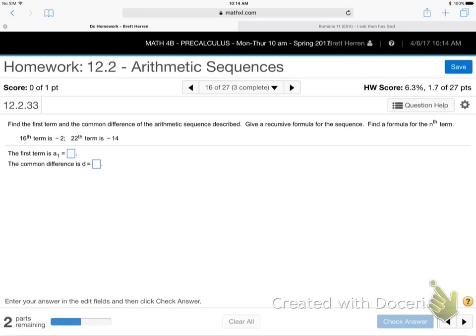Is -2 and the 22nd. They did the 22nd. I guess that's an algorithm thing. Anyway, the 22nd term is -14. So try that one. Same kind of thing. So 2 equations, 2 unknowns. The basic equation is a sub n is a sub 1 plus n minus 1 times d.